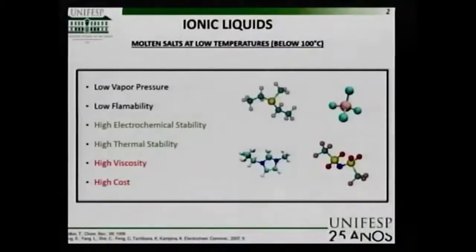Ionic liquids are molten salts at low temperatures, usually below 100 degrees, and they present a lot of interesting properties. And despite the fact that they present a higher viscosity and a higher cost than usual electrolytes such as aqueous electrolytes or organic-based electrolytes, the main advantage of the ionic liquids is their high electrochemical stability and their high thermal stability.